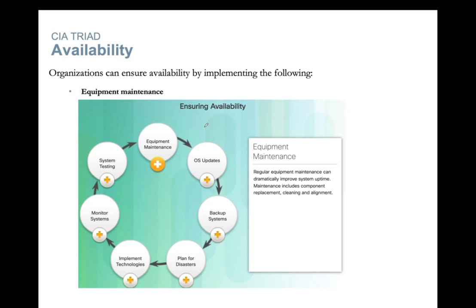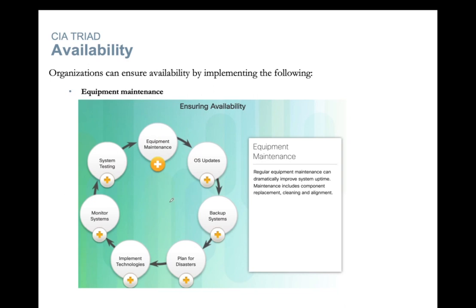The second one is OS updates. Modern operating systems, applications, and software programs are continuously updated to correct errors and eliminate vulnerabilities. All systems, applications, and software should be updated on a regular schedule. Cybersecurity professionals can subscribe to alerts that announce new update releases.